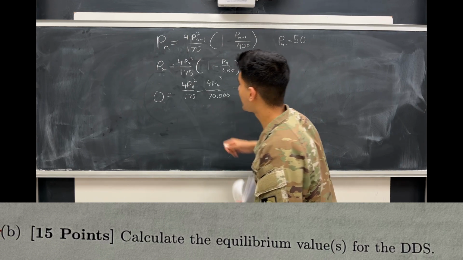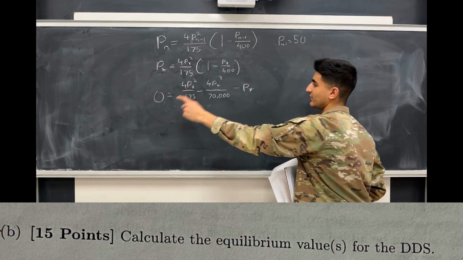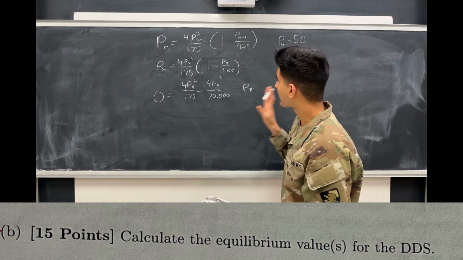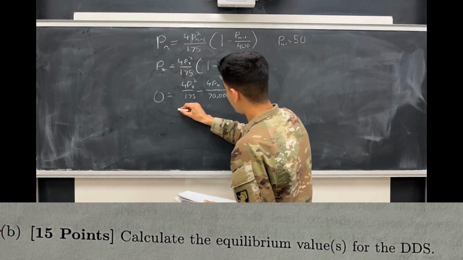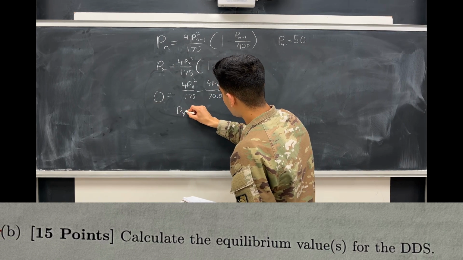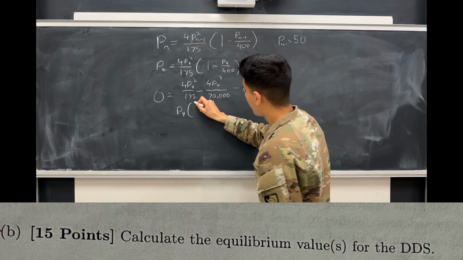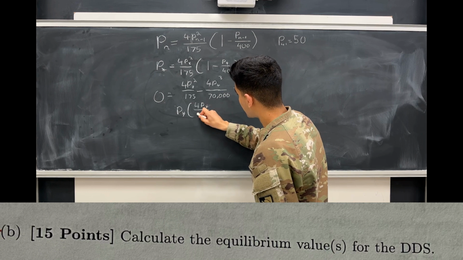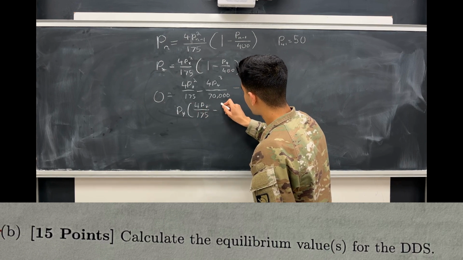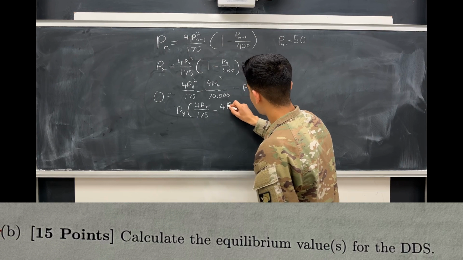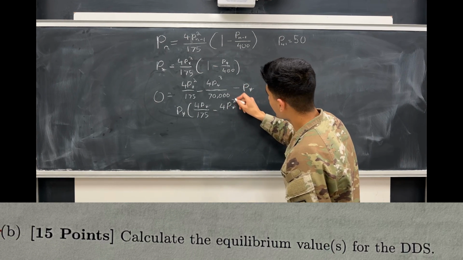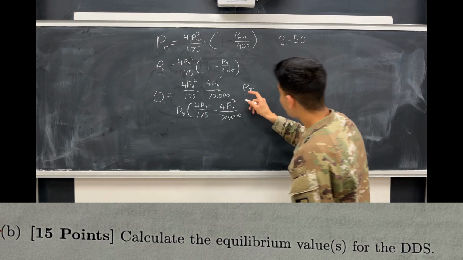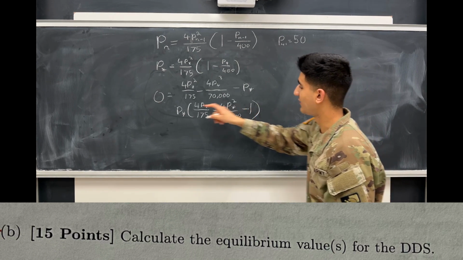So just to reiterate that again, you can just move this term to that side, which is what I did over here. And now we have a trinomial over here. So the next step we're going to do is factor out a p star. So I'll do p star multiplied by 4p star. It's no longer squared because we pulled out a p star, over 175 minus 4p star. This cube becomes a square because we pulled one out, over our 70,000. And then this p star just becomes a 1 because we pulled out the p star.